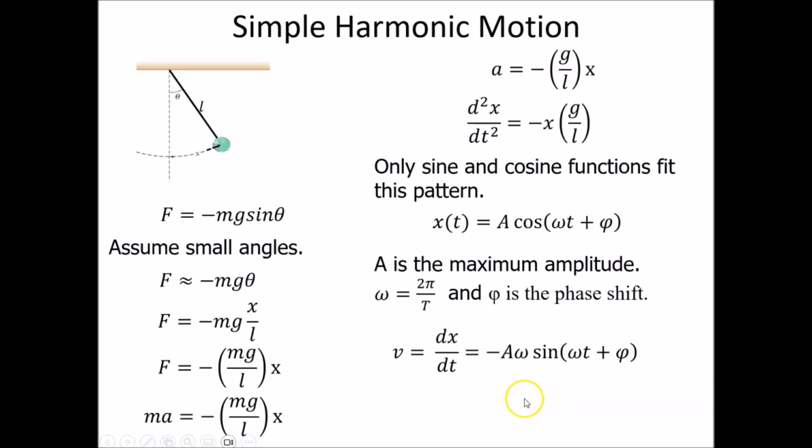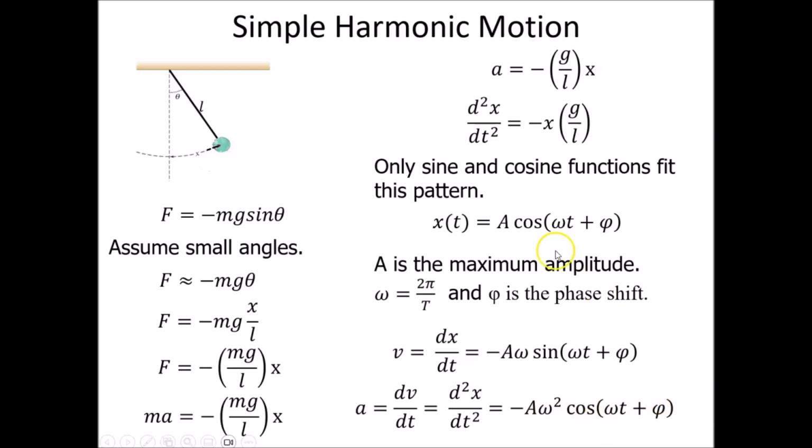Let's find the acceleration, which is the derivative with respect to time of the velocity, or the second derivative of the position. Well, if I take the derivative of this function with respect to time, the derivative of sine is cosine. And the derivative of omega t is just omega. So I end up getting negative A omega squared times cosine of the quantity omega t plus phi.